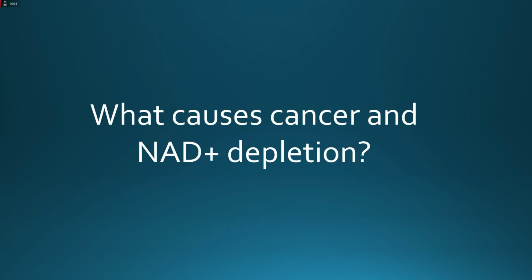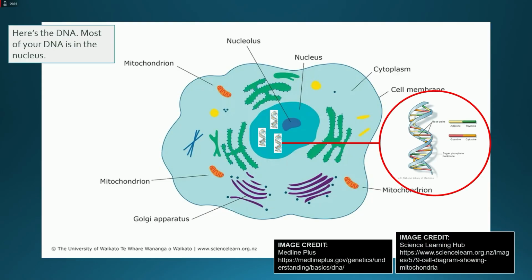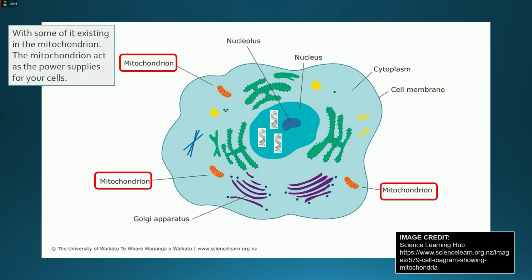What causes cancer and NAD+ depletion? So here's a human cell, and the nucleus, and the DNA. Most of the DNA is in the nucleus, with some of it existing in the mitochondrion. The mitochondrion acts as the power supply for your cells.